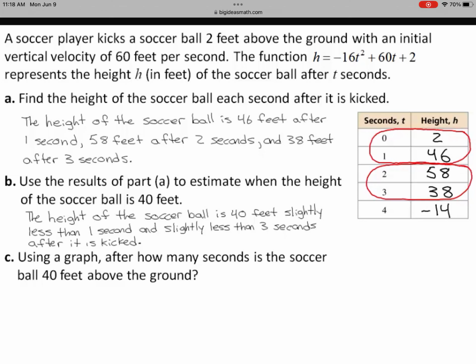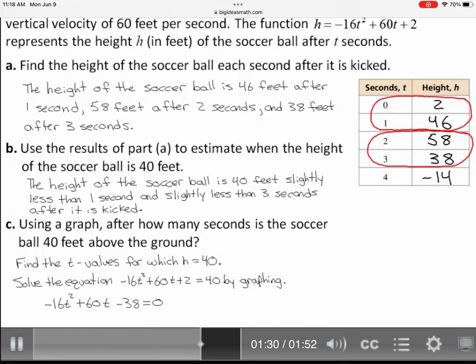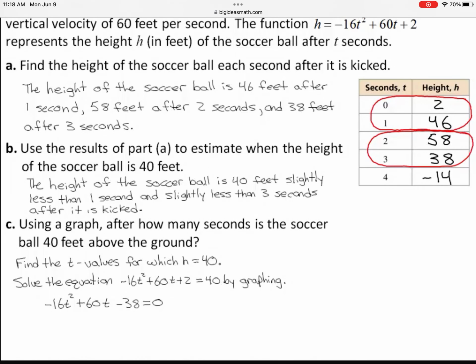To determine when the soccer ball is 40 feet above the ground, find the t values for which h equals 40. Substitute 40 for h and solve the equation negative 16t squared plus 60t plus 2 equals 40 by graphing. First subtract 40 from each side of the equation to get negative 16t squared plus 60t minus 38 equals 0.